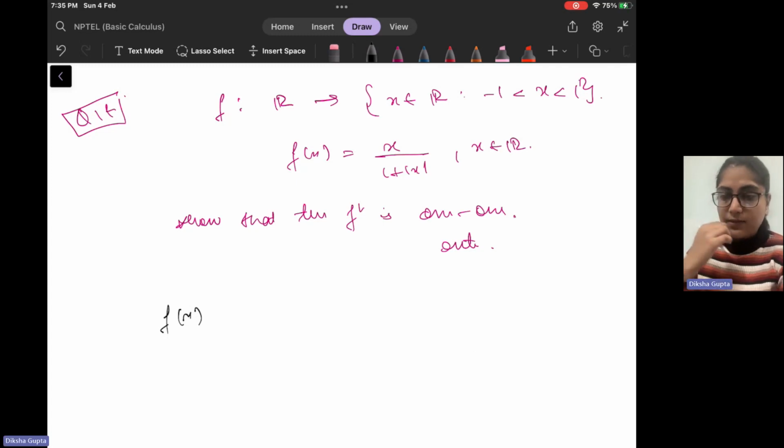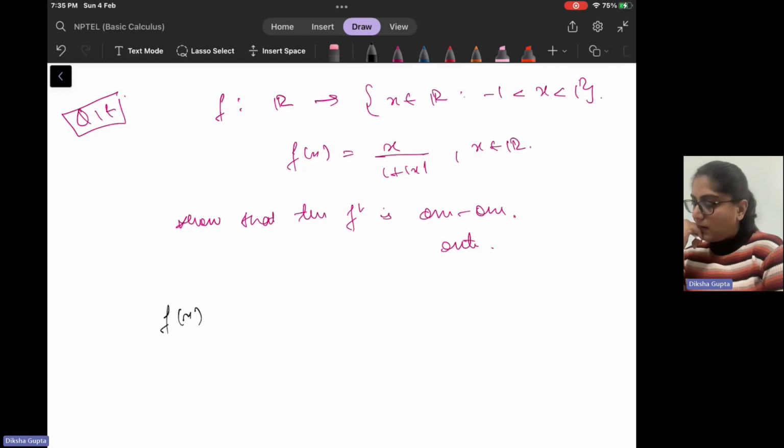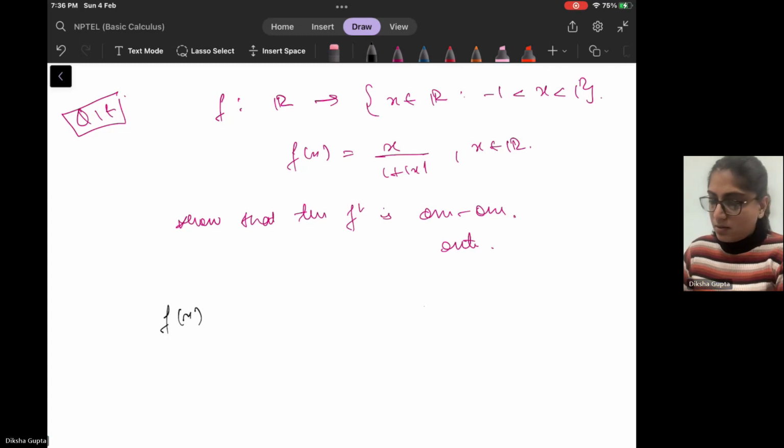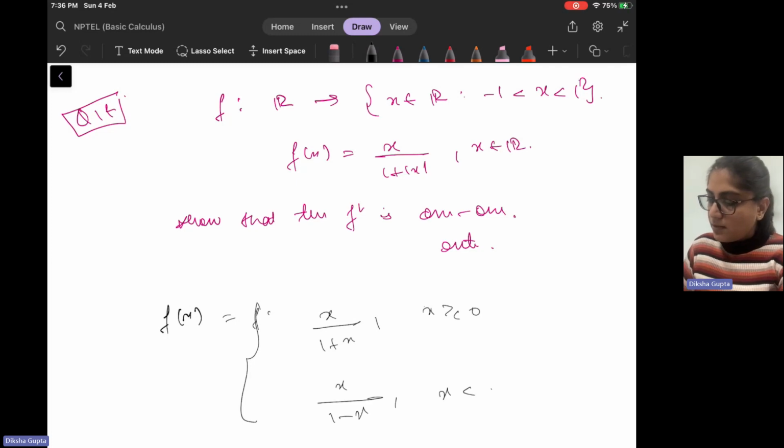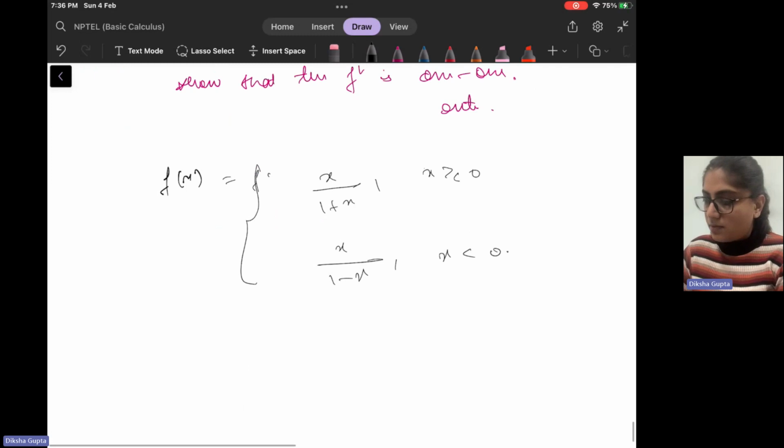Or another way of saying one-one is that different points will map to different images, right? So first, f(x) you can define as x upon 1 plus x when x is positive, and x upon 1 minus x when x is negative, because mod x we know can be minus x or x. So one-one.